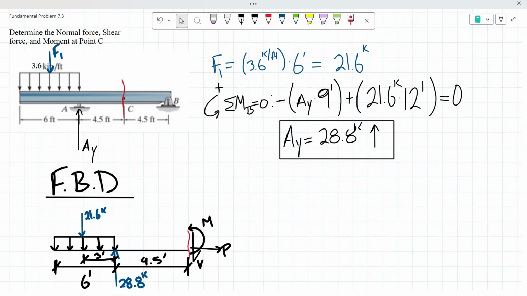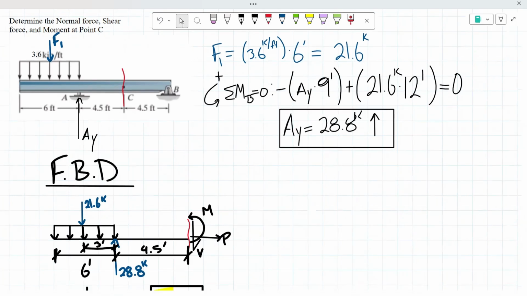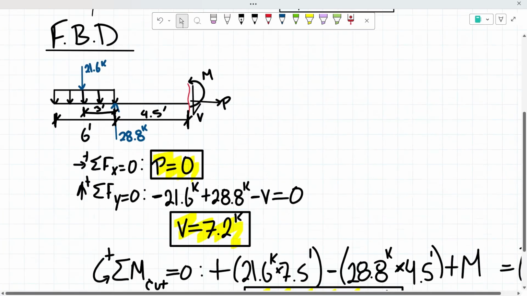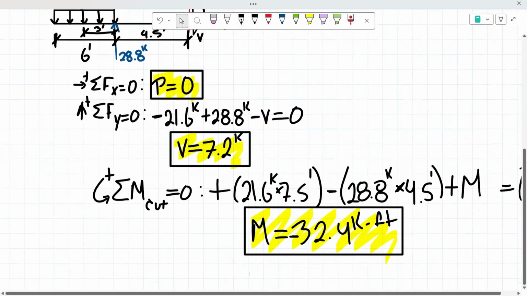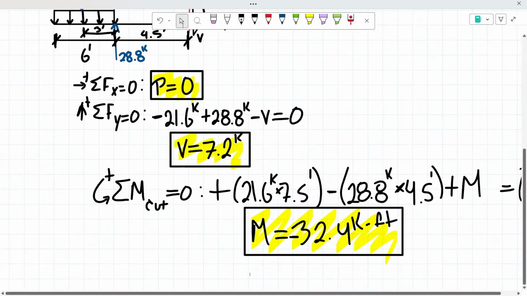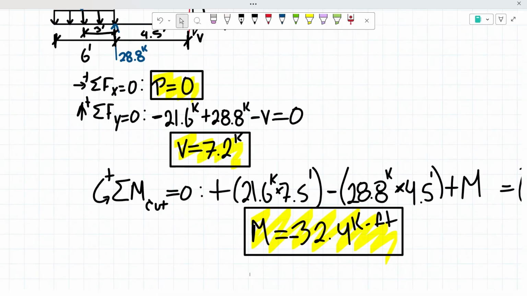From there, I proceeded to drawing out a free body diagram, and after that I added our shear force, normal force, and moment based on the sign convention. And then I simply solved for our normal and shear force by taking the sum of our forces in the x and y direction. And then to solve for our moment, I just took the sum of the moments about the cut.